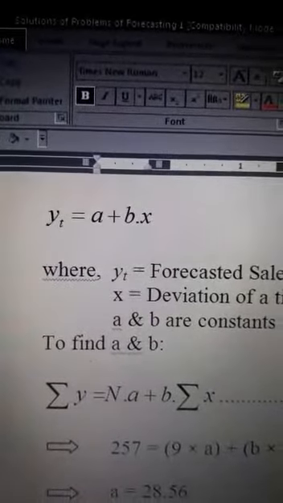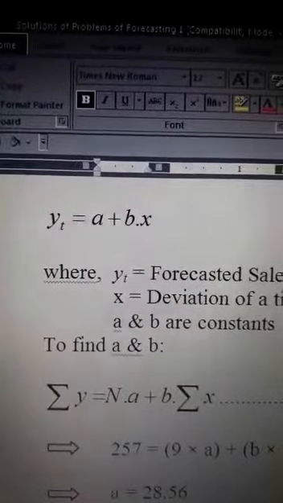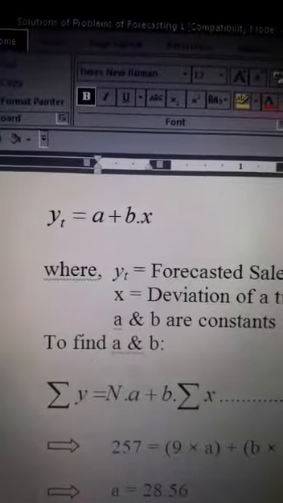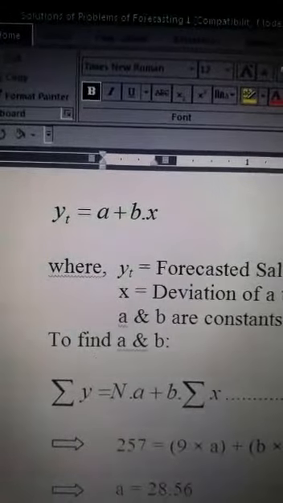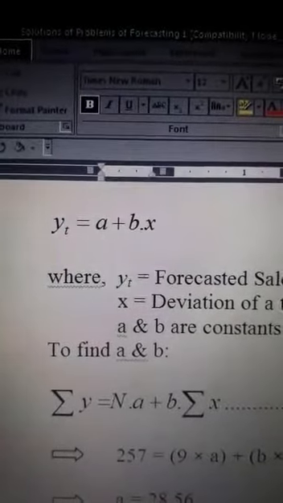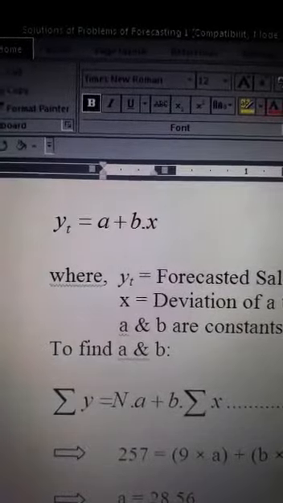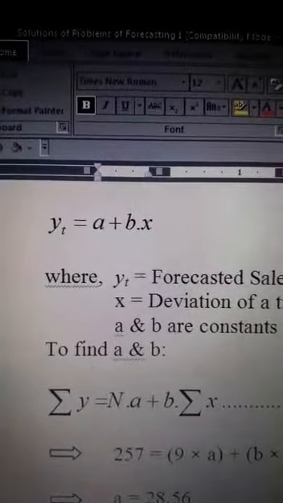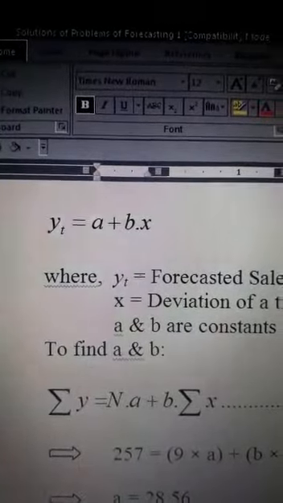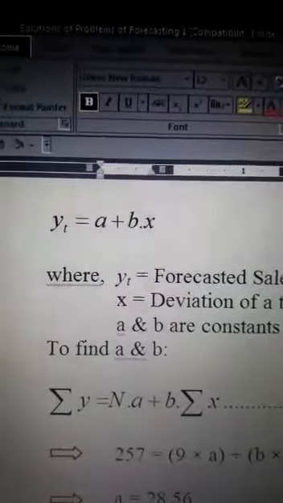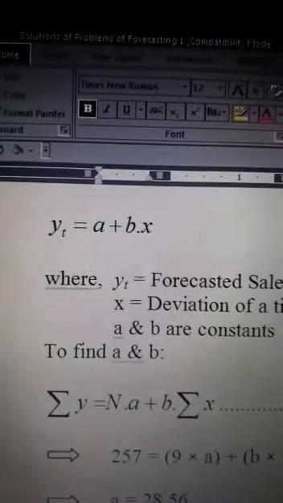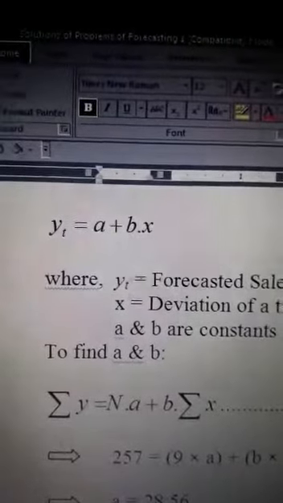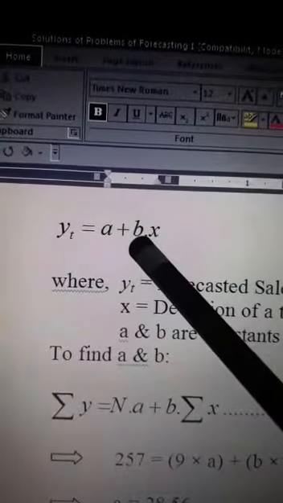Simply by going through this sentence, that x is the deviation of any time period from the mean time period, it will not be possible for you to understand the basic concept of x unless I explain it in detail, which I'll definitely be doing. In fact, the major portion of today's discussion will be on that only. And in this equation, a and b are nothing but constants.